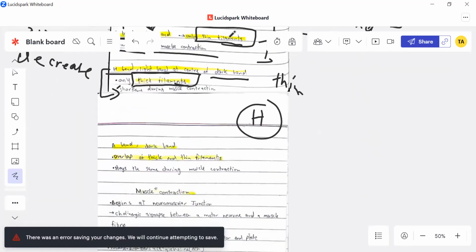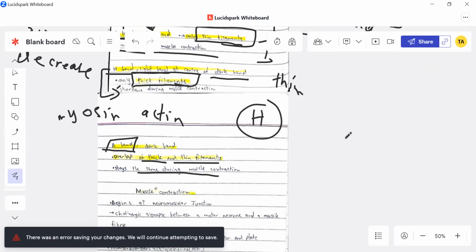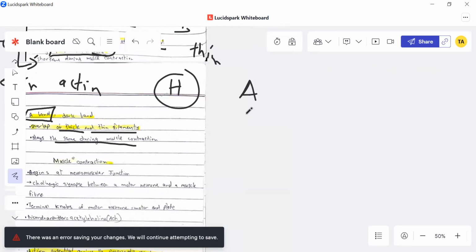But what doesn't shorten is the A band. The A band is made up of both the thick filament and the thin filament. So the A band contains both myosin as well as actin, and the A band stays the same during muscle contraction. So remember the different kinds of bands. The A band stays the same during muscle contraction. The H band and the I band shorten during muscle contraction.